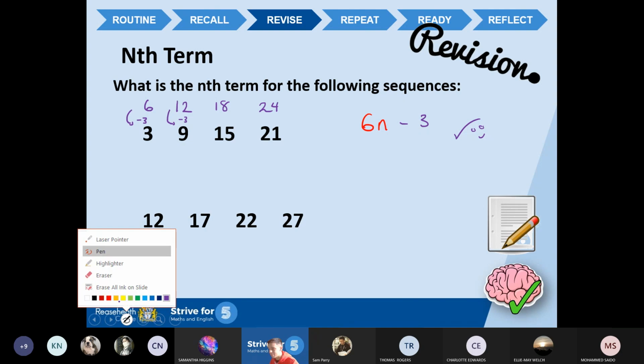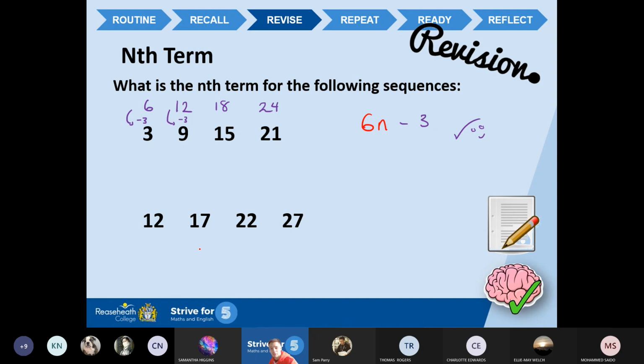Next one, let's just quickly do that, because I think you guys are already going to have a gist of it. What's it going up in, guys? You guys have got good teachers. Going up in 5s, okay? So straight away, 5n. Going up in 5s, 5n, okay?